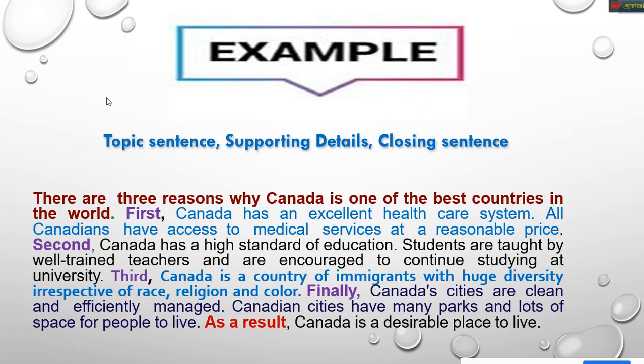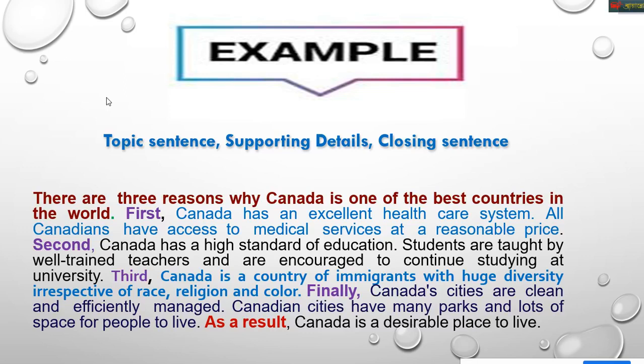So directly, I don't want to go into describing supporting details and the closing sentence. Okay, just an example is given here, and I have talked about this example in my last lecture. In this paragraph, some sentences are marked in different colors so that you can pick out the topic sentence, supporting details, and closing sentence.